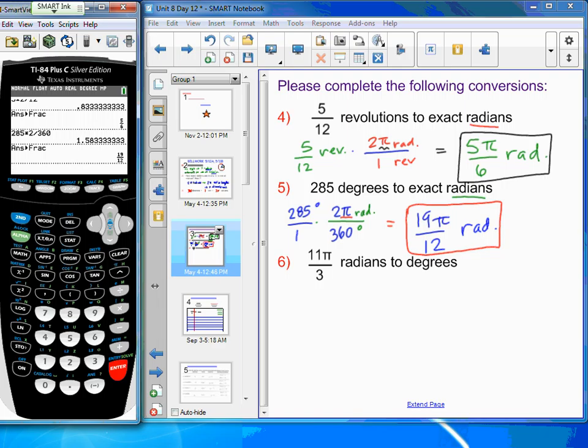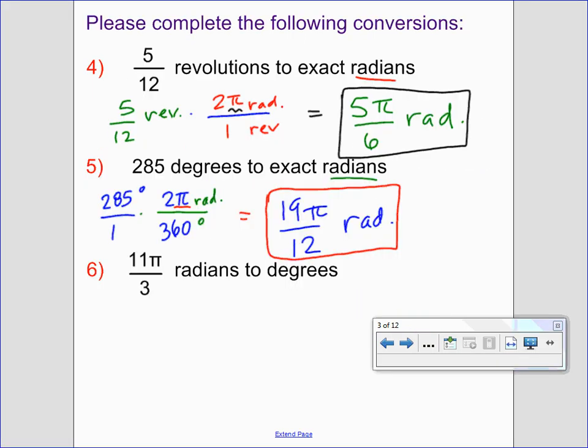Let's do 11 pi over 3 radians to degrees. So we'll start with our original. In this case, 11 pi over 3 is already a fraction, label with radians. Now multiply by a conversion fraction. We want to get rid of radians. We want to go to degrees. We know that 360 degrees corresponds to 2 pi radians.